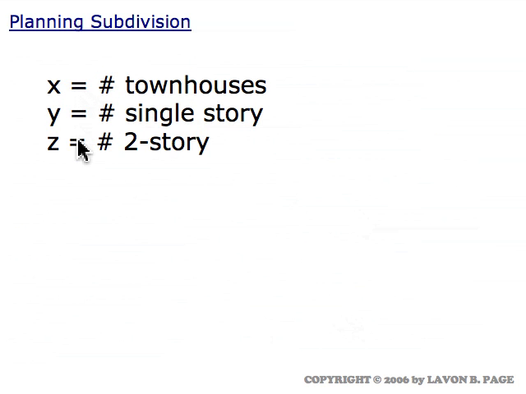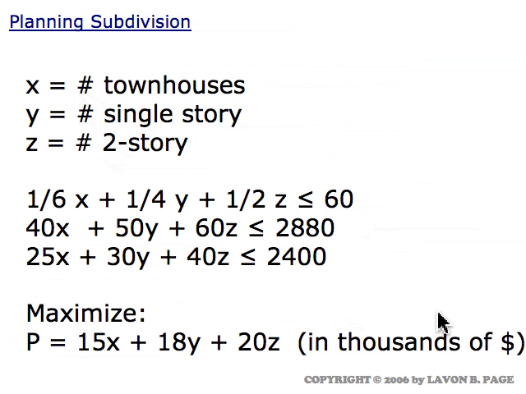We'll use x, y, and z for our variables, x being the number of townhouses, y the number of single stories, and z the number of two stories. And when you come to the constraints, this is what you will come to. The land constraint does not have coefficients 6, 4, and 2, which are the numbers in the problem, but rather the coefficients are 1/6, 1/4, and 1/2. So do a careful reading and make sure you understand why.